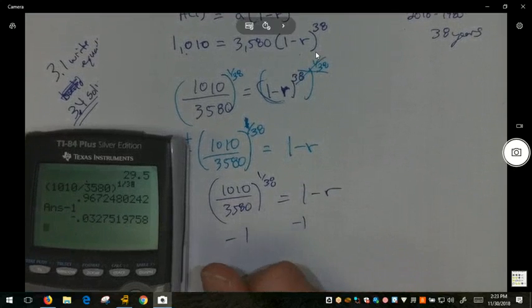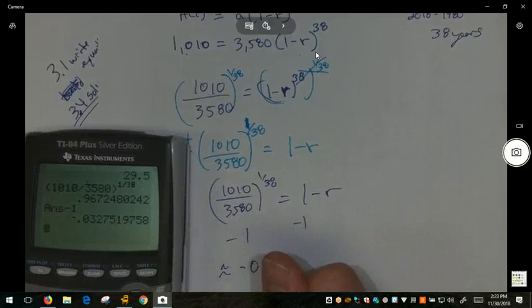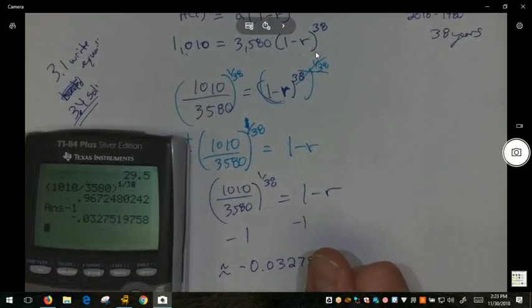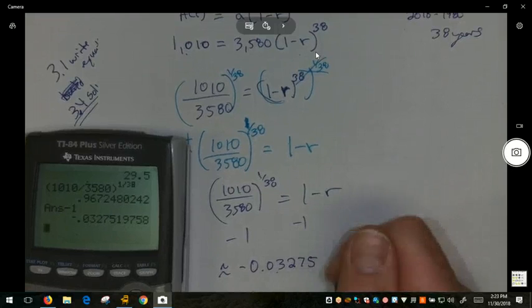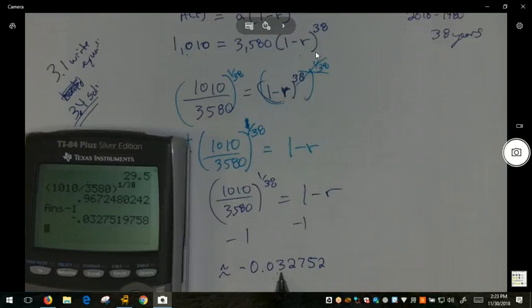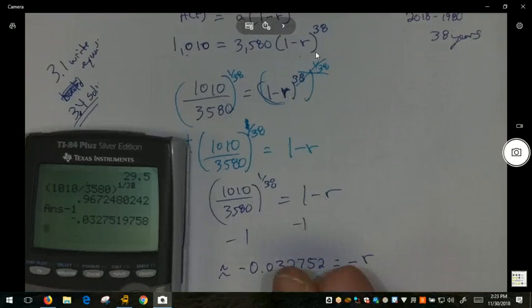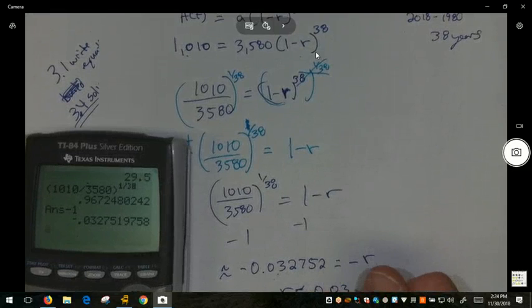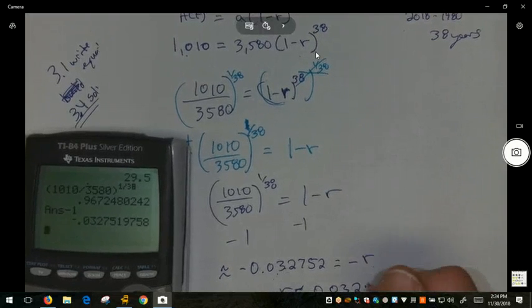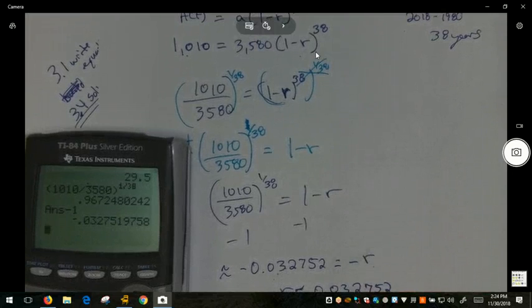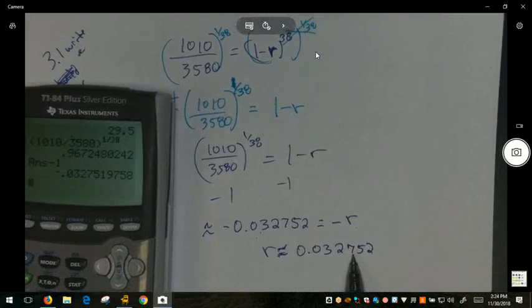So now I have this decimal approximation of negative 0.03275. That would be 3.275. I better do one more. 0.3, so that's, okay. That's equal to the opposite of our rate, which means our rate is roughly, if I divide both sides by negative 1, 0.032752, which is 3.2752%.